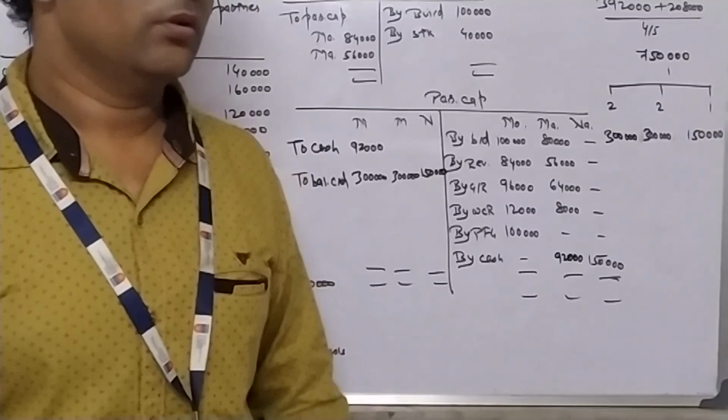This figure is coming 2,08,000, but here I have written 3 lakh. So 92,000 will be short here. I have written by cash 92,000. This figure is coming 3,92,000 and I have written 3 lakh, so 92,000 short here. I will write to cash 92,000. All adjustments done. Now just prepare the balance sheet and close this up. This is how, guys, we need to deal with the whole admission sum. Thank you.